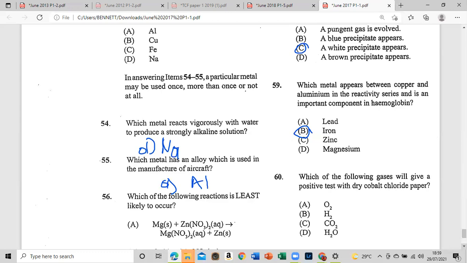Alright? Let's move on to 60. Which of the following gases will give a positive test with dry cobalt chloride paper? And we did this one earlier, dry cobalt chloride paper, and that is D. And we have come to the end of the test.